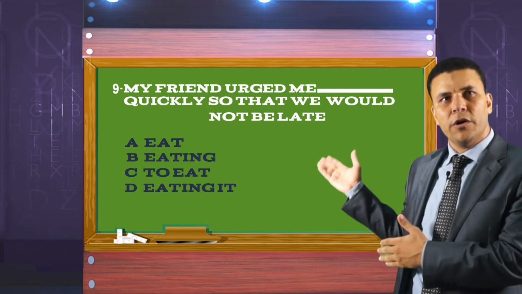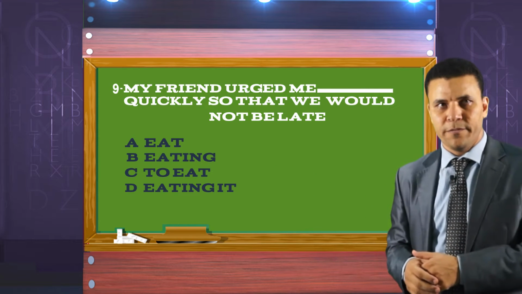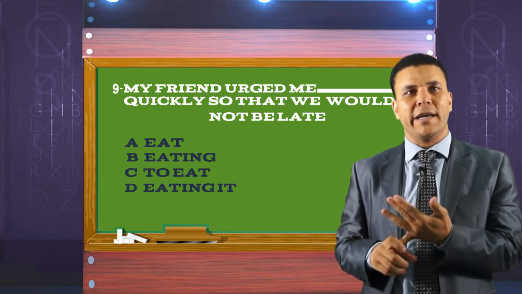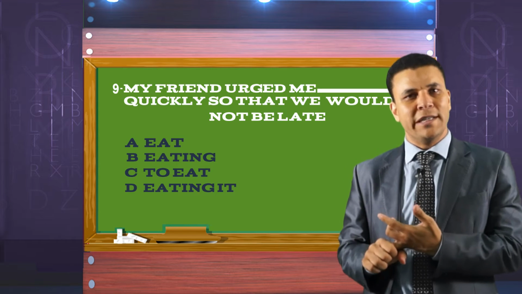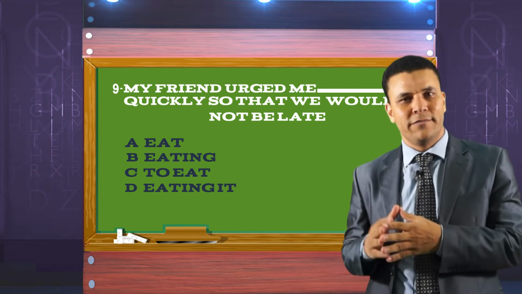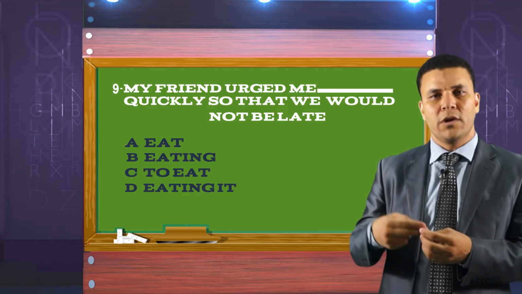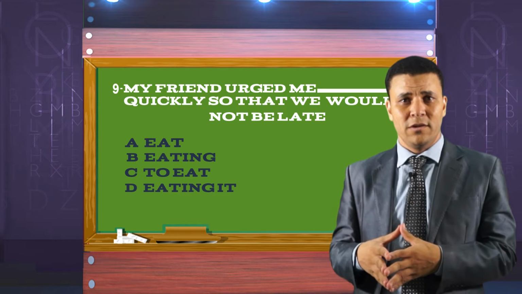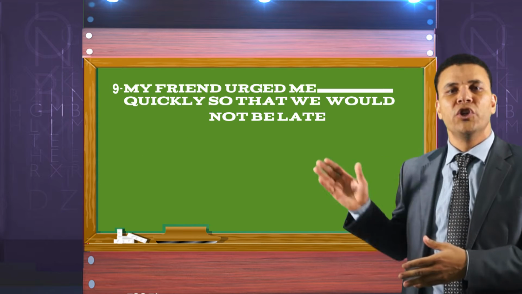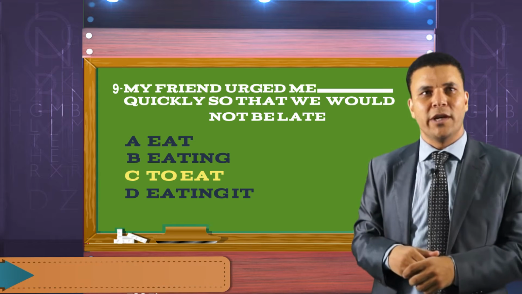My friend ordered me space quickly so that we would not be late. The main verb here is ordered. Ordered me is followed by eat, just the infinitive, or eating, or to eat, or eating it. So we have two gerunds. You can imagine that it's not impossible to come with two gerunds and one of them is correct. So we are dealing with eat and to eat. Ordered me is followed by to eat, and the right answer here is C.